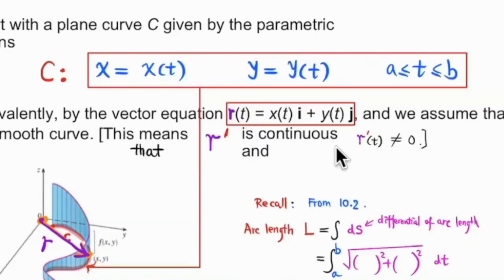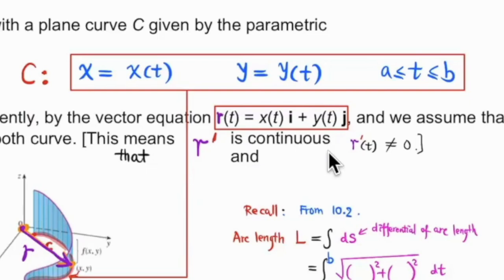Now let's recall from 10.2 the arc length formula. Can someone tell me the arc length L? Well, I wrote it here. It's the integral of the differential arc length. For the differential arc length, do you guys remember what we put over here? For those people who took Math 110B, I hope you remember.